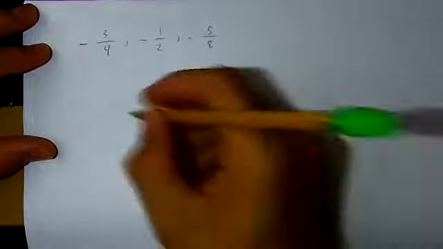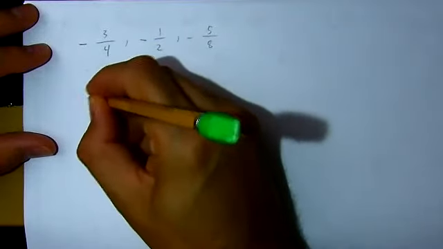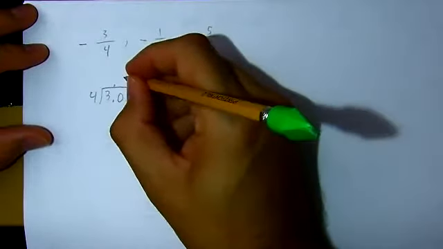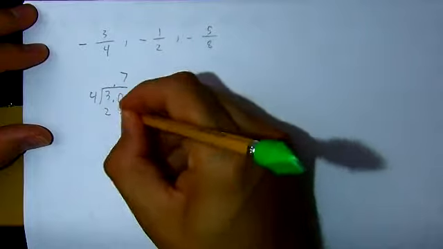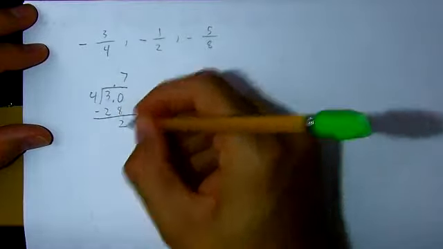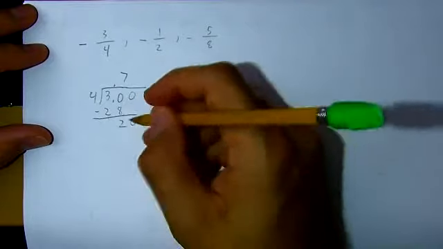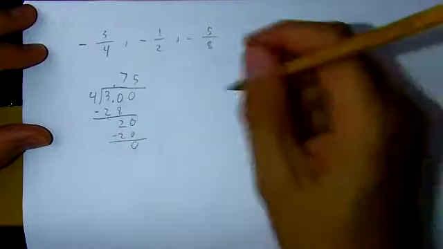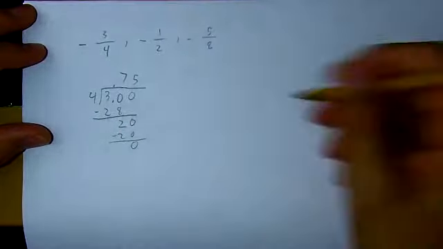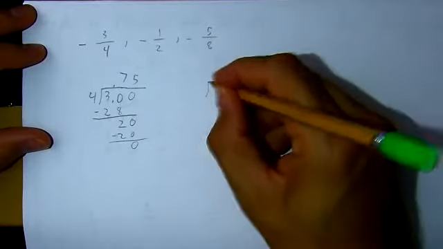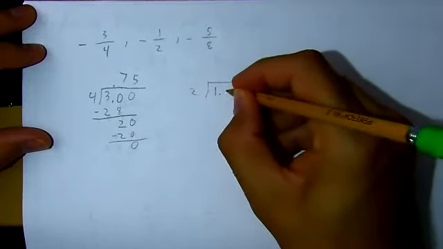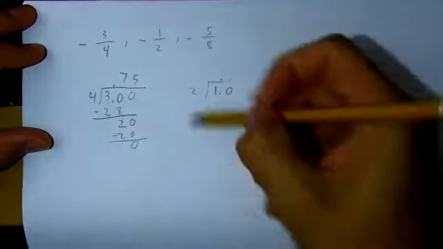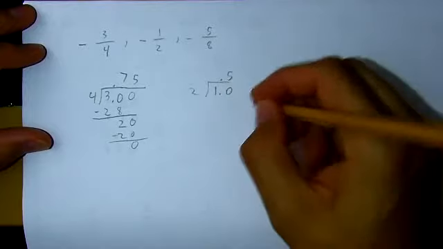So change this into a decimal. 3 divided by 4. Add your 0 and your decimal. 4 goes into 30 7 times, which is 28. Subtract 2. Add a 0. Bring that down. 4 goes into 20 5 times. If you know this by heart, you can go ahead and write that down, but I'm going to do it anyway. 1 divided by 2. Add your decimal and your 0. Oops, that doesn't go there. 2 goes into 10 5 times, which is 10.